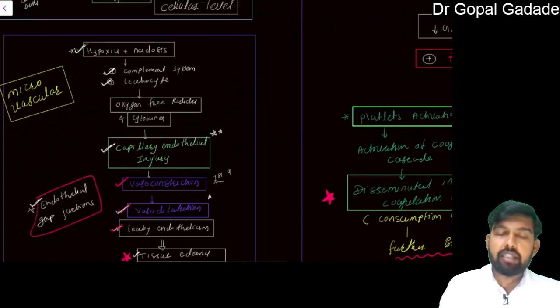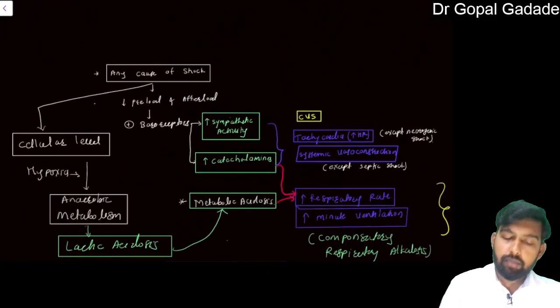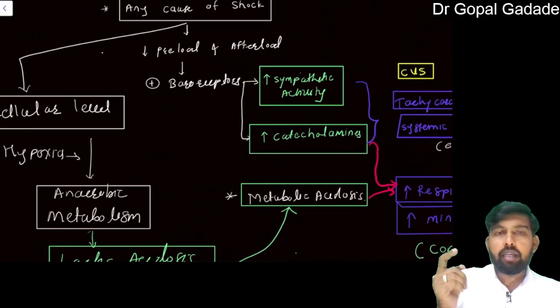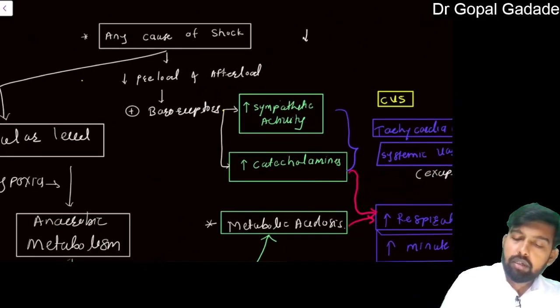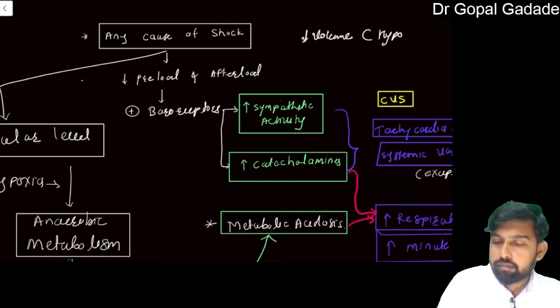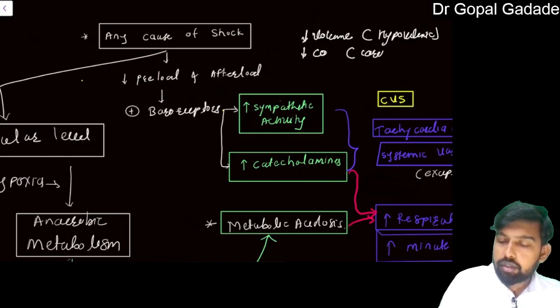So ultimately this will result in the systemic manifestation of the shock. So let's see the systemic manifestation of the shock. Because of any type of shock, there is a decrease in the preload and the afterload. It can be because of decreased volume in hypovolemic shock, or it may be due to decreased cardiac output because of the cardiogenic shock.